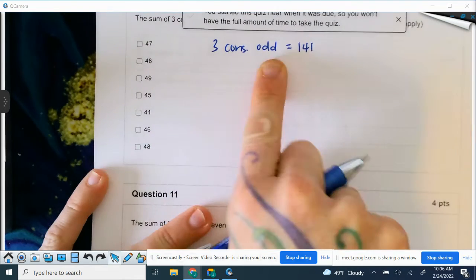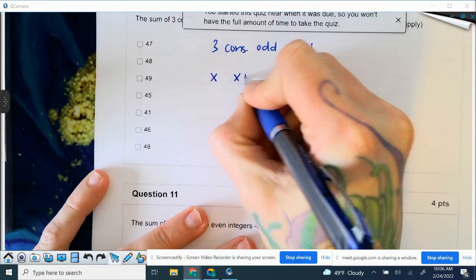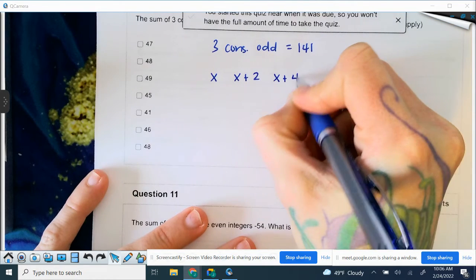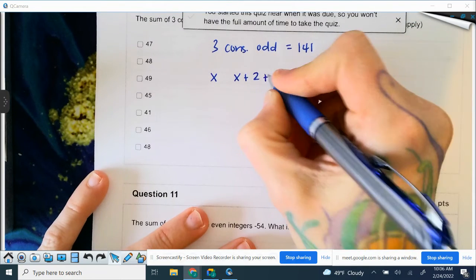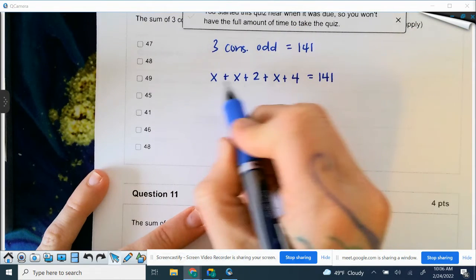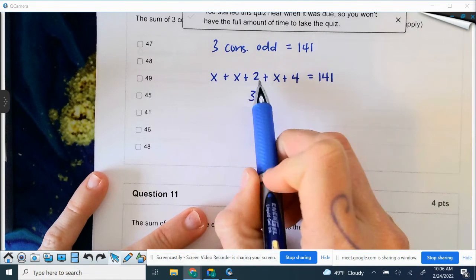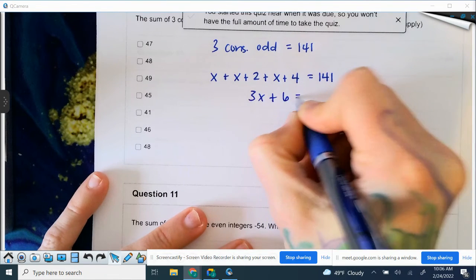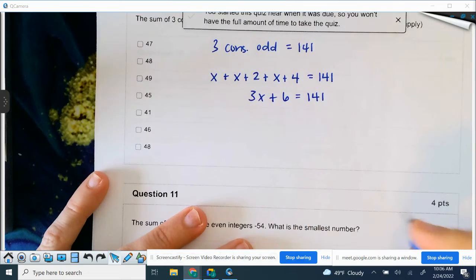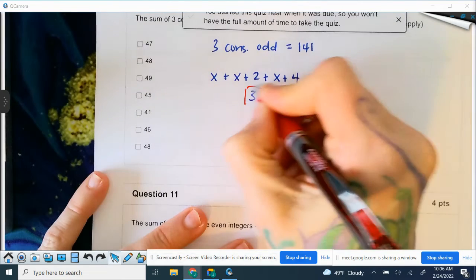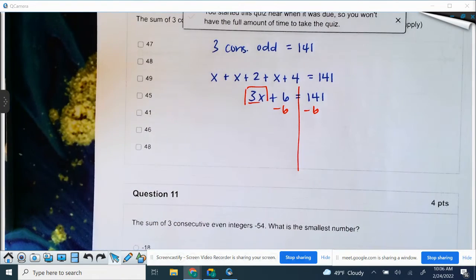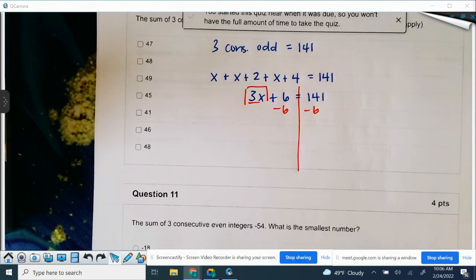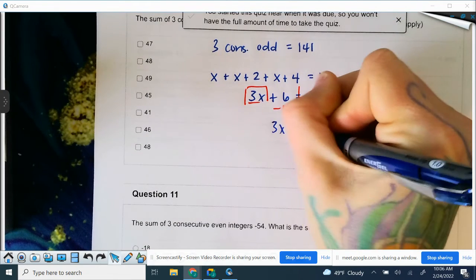So odd means I'm going to use x, x plus 2, and x plus 4, because that's 1, 2, 3, equals 141. We're going to add them together because it's their sum. 1, 2, 3x. 2 plus 4 is 6, equals 141. We're going to solve it by getting our x by itself. Great divide. We're minus 6 on both sides. And so I get 3x equals 135.